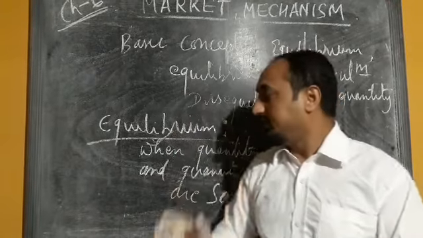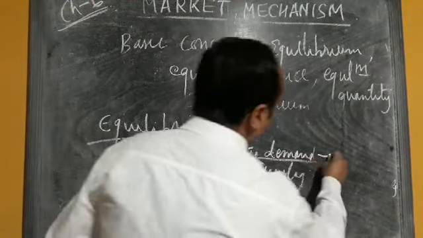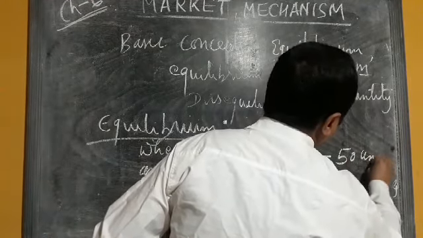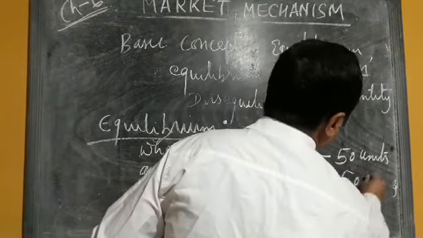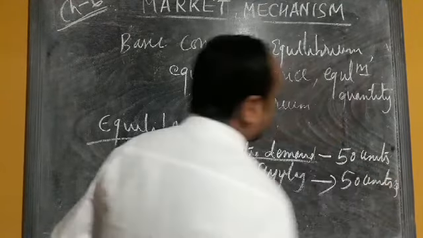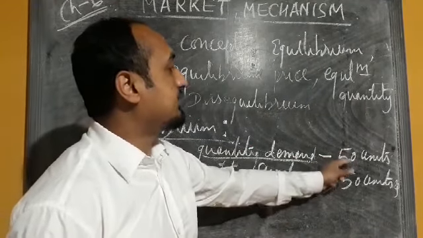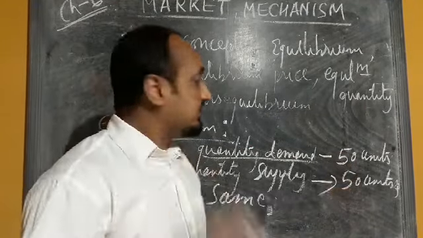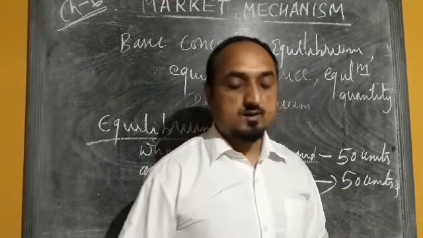So see, quantity demand is also, suppose say, 50 units, and this quantity supply is also 50 units. Now you can see that quantity demand and quantity supply both are the same, that is 50 units, 50 units. So in that situation we can consider it as equilibrium.